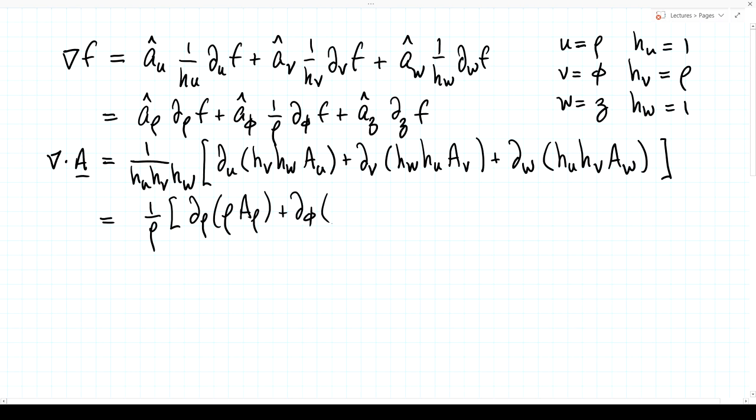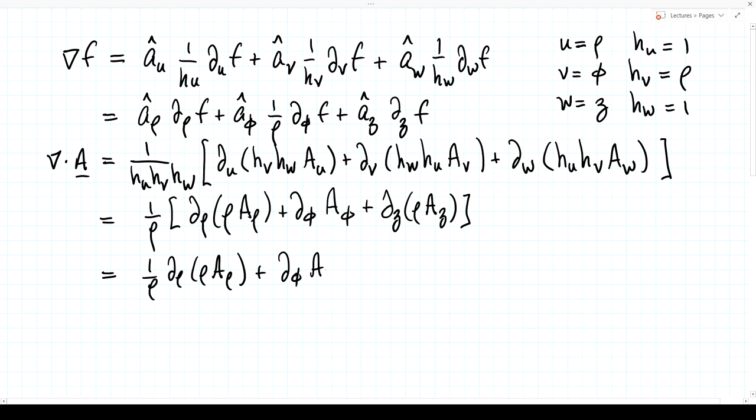And then we've got the phi derivative of, hu hw is just 1, so that's just the phi derivative of A phi. And then we've got the z derivative, hu hv is rho, times the z component of A. And we can break that up as 1 over rho times the rho derivative of rho A rho plus the phi derivative of A phi times 1 over rho. Put that out in front. Plus, here, rho doesn't depend on z, so we can factor it out and it cancels with this. That just leaves the z derivative of A z. So there is the divergence.